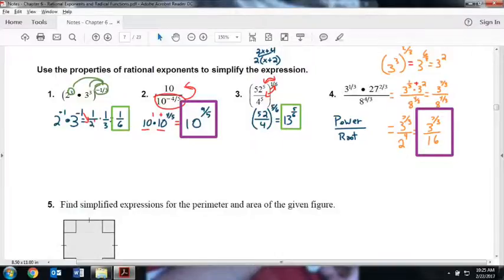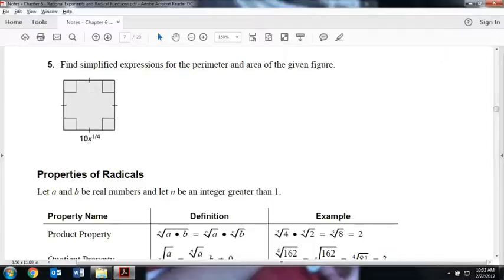I'm also going to go ahead and do number 5 real fast because 5 is quick. But that's what's going on with 1 through 4. Number 5. Find the simplified expressions for the perimeter and area of the given figure. Well, they want the perimeter and they want the area. Remember, perimeter of a square is 4 times the side. The area of a square is base times height, but the base and the height are the same. So it's one of the sides squared. If the side of a square is 4, it's 4 times 4 to get 16.